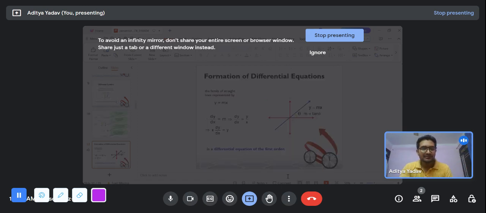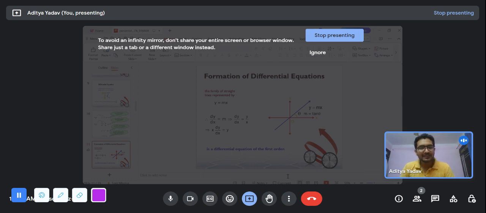Formation of a differential equation. We can form a differential equation in many ways. Like we have a family of lines represented by y is equal to mx. We can find the differential equation of this family of lines. How? In derivation, what we will do is eliminate the arbitrary constants.